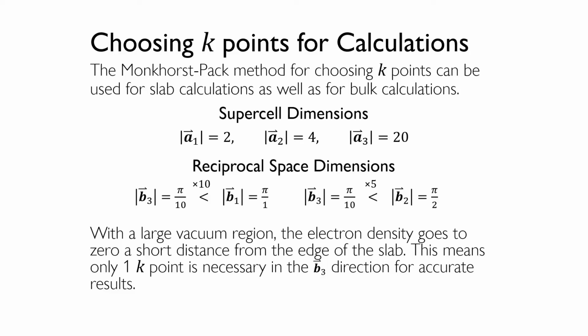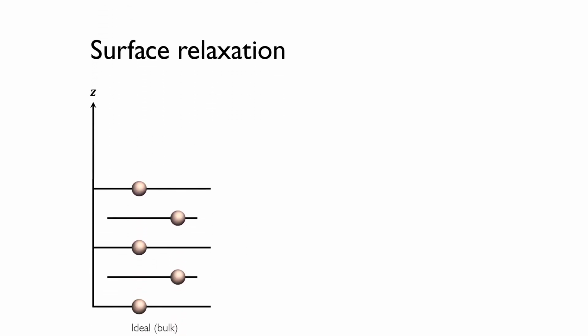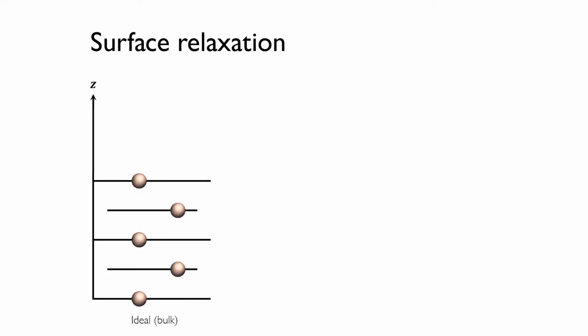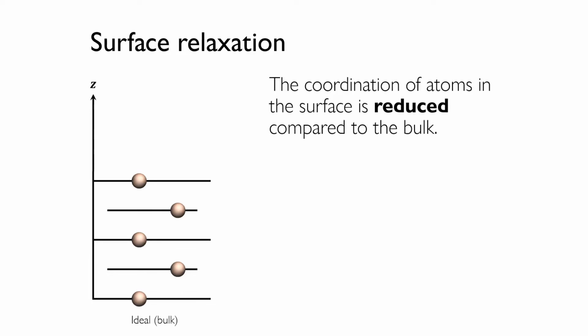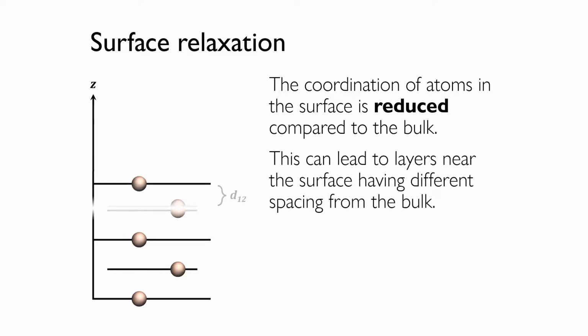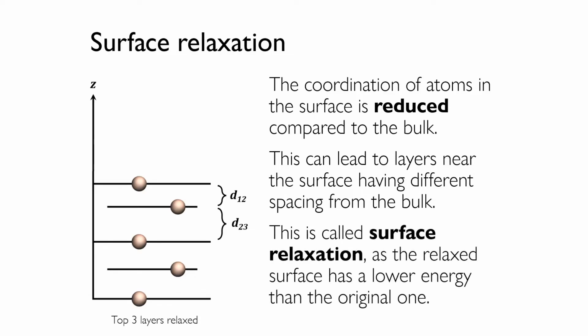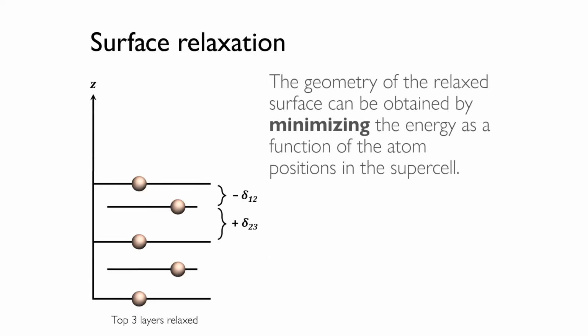The next step forward is to ensure that the surface layers of our slab model are relaxed. What does that mean? It's important to realize that atoms in the surface of a material are less coordinated compared to those in the bulk. Because of this, the spacings between atomic layers near the surface will differ compared to those in the bulk, though this difference in spacing is on the order of a few tenths of an angstrom. The reason this phenomenon is referred to as surface relaxation is that when the surface is relaxed, it's lower in energy. We can get the geometry of the relaxed surface by minimizing the energy as a function of the positions of the atoms in the supercell.